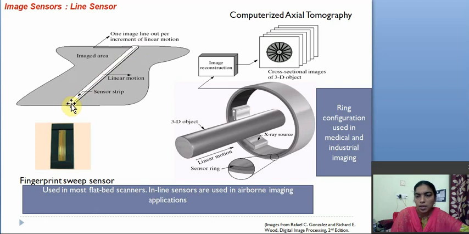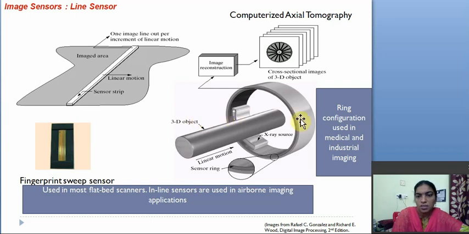process is completed automatically, right? Now here, this sensor strip is arranged and moving like this, so linear motion is this one, right? Here one image line is output per increment of linear motion. After scanning this line, this is the imaged area, one increment will be done, and then the next line we can scan easily. So this is the story for the line sensor. And of course, in fingerprints we are using the same technique.